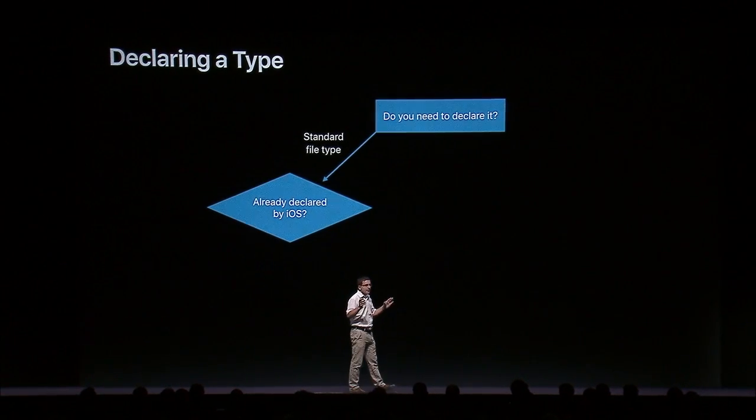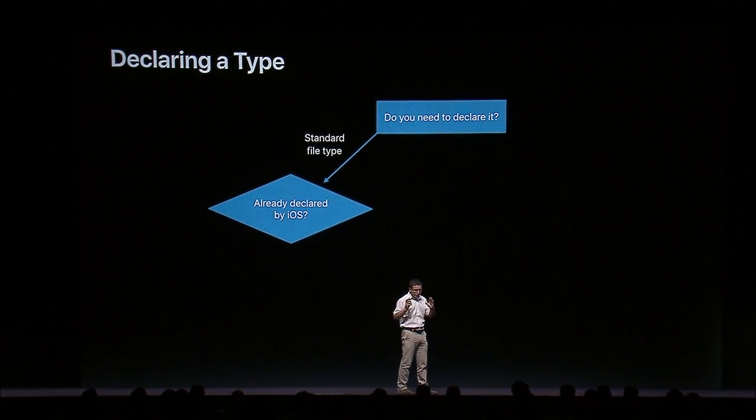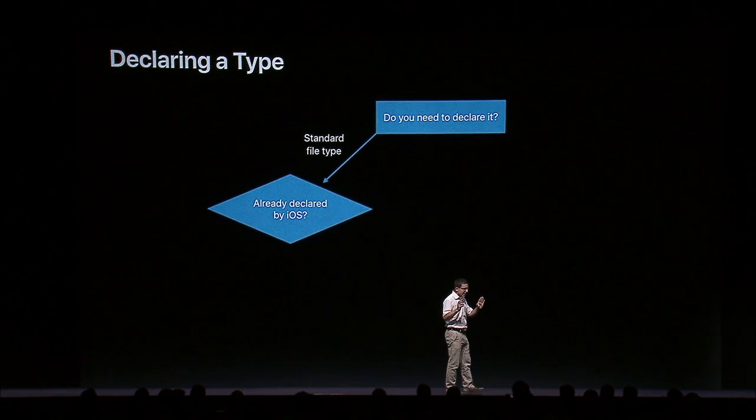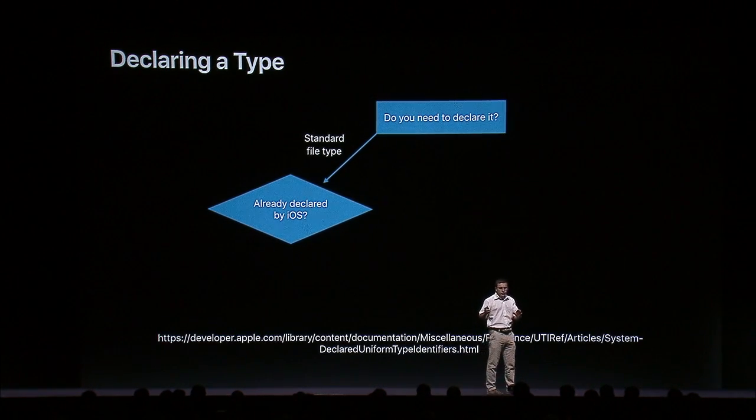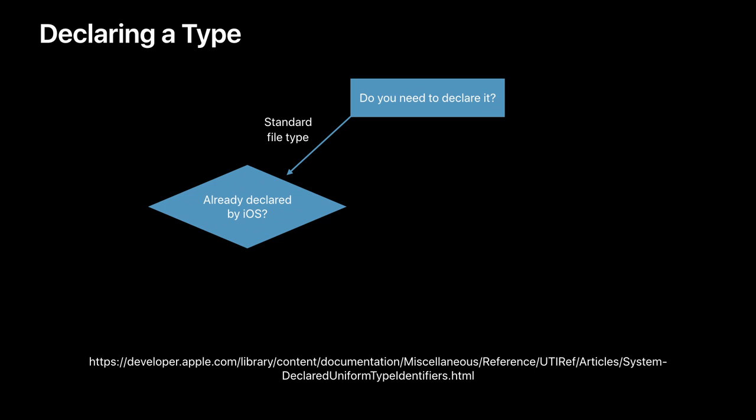The first question you need to ask yourself is, do you need to declare it? Because in most cases, you'll be dealing with common file types, such as videos, images, PDFs, presentations, spreadsheets. If that is the case, iOS most likely already declares this for you. And to know if this is the case, you can check out the documentation at this short URL. If that is the case, great, you do not have anything to do, and you can jump to claiming that type.